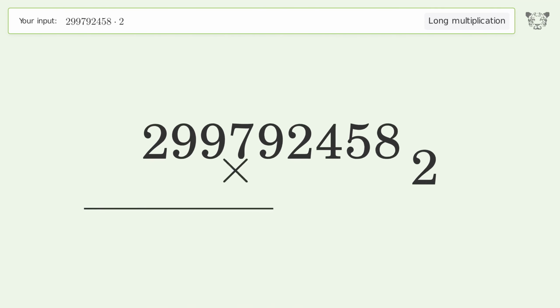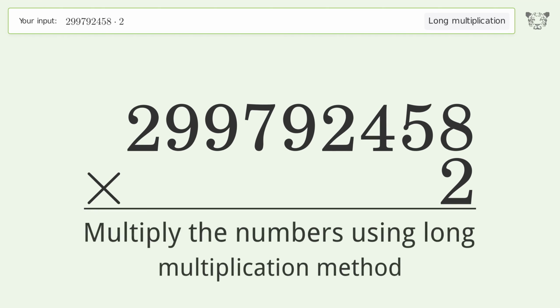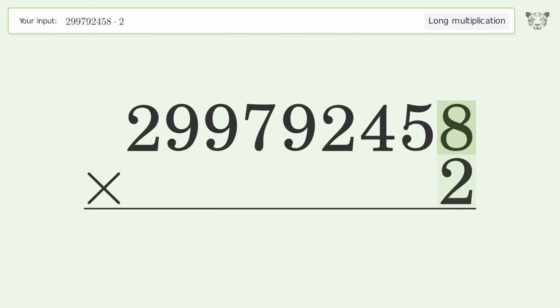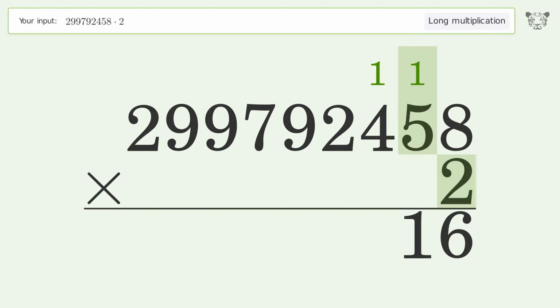Rewrite the numbers from top to bottom aligned to the right. Multiply the numbers using long multiplication method. 8 times 2 equals 16. Because the result is greater than 9, carry the 1 to the tens place. 1 plus 5 times 2 equals 11. Because the result is greater than 9, carry the 1 to the hundreds place.